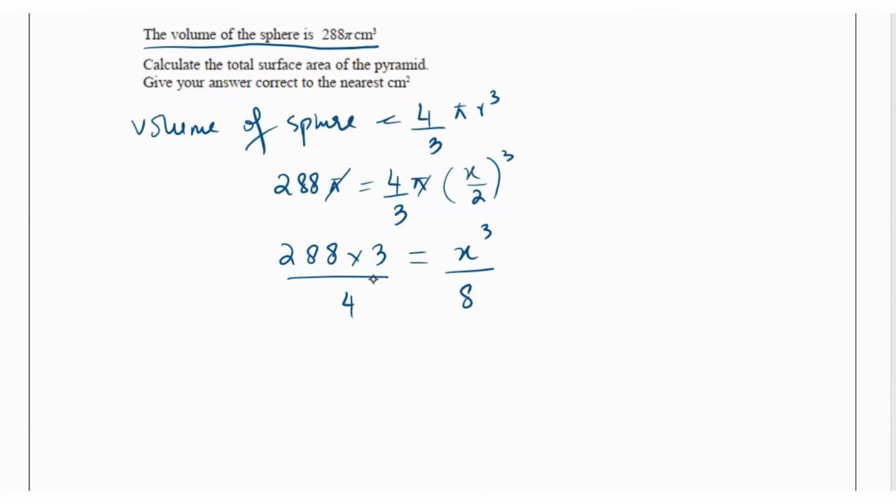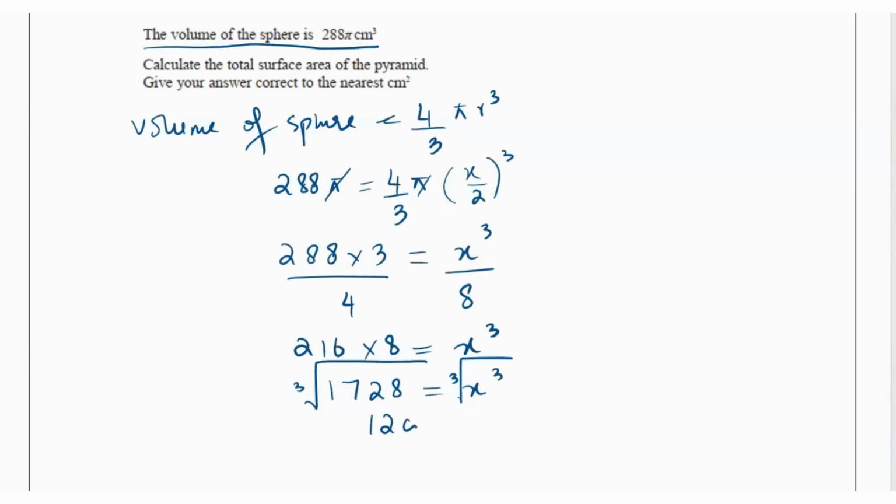So if we simplify this, 288 divided by 4 is 72. 72 times 3 is 216. Then again multiply that by 8. So that's 1,728. So 1,728 equals x cubed. To find the value of x, I will cube root both sides. So that is going to give us 12 centimeters for your x. So if the diameter is 12 centimeters, radius is 6 centimeters for the sphere.